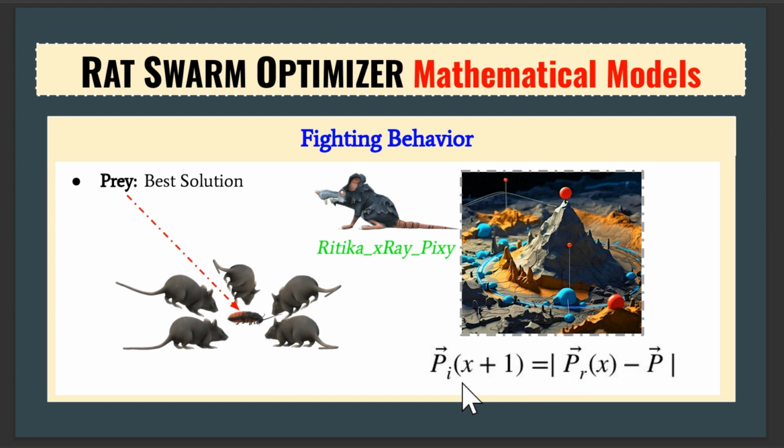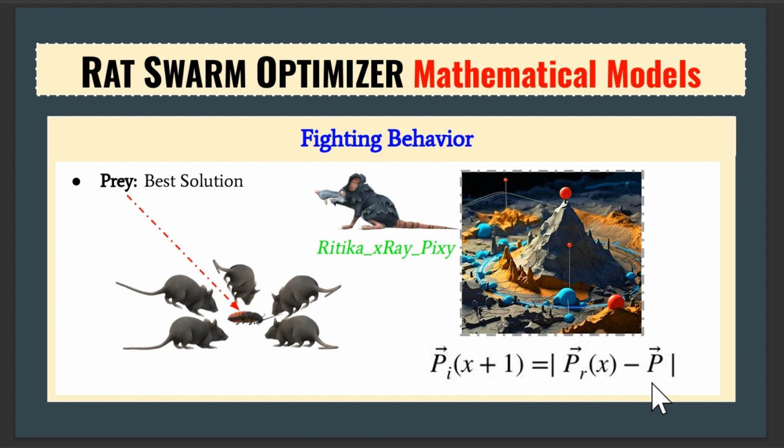Using this equation, we will update the position of the rat in this algorithm. This represents the updated position of any rat i in the next iteration. And here you can see this is the position of the best search agent, meaning the current best solution for that iteration.